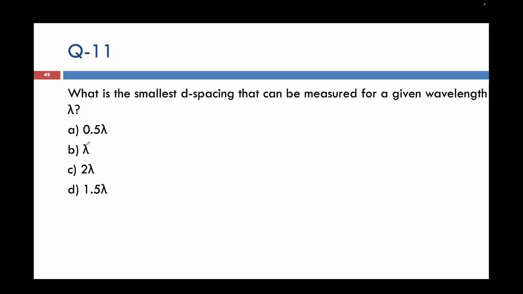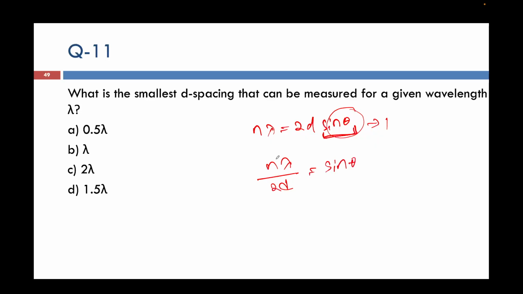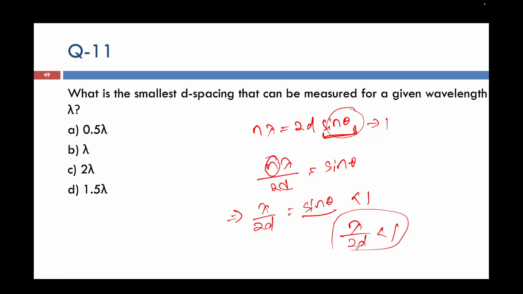What is the smallest d spacing that can be measured for a given wavelength? Here I am talking about nλ = 2d sin θ. The maximum value of sin θ is 1. If I consider the first order reflection happening, then sin θ = λ/2d, and this sin θ can be at most 1, so λ/2d should be less than 1, so the option will be A.